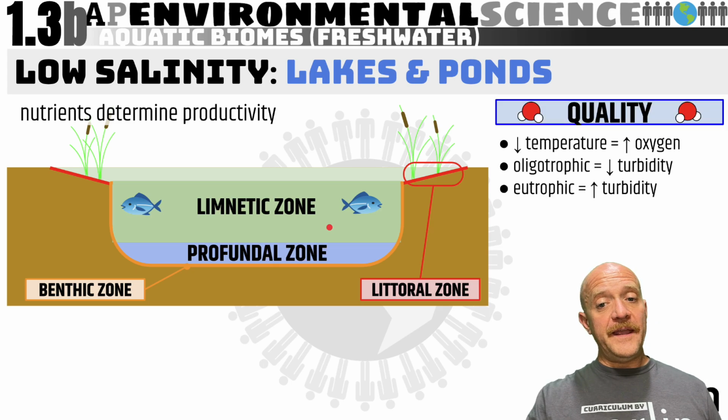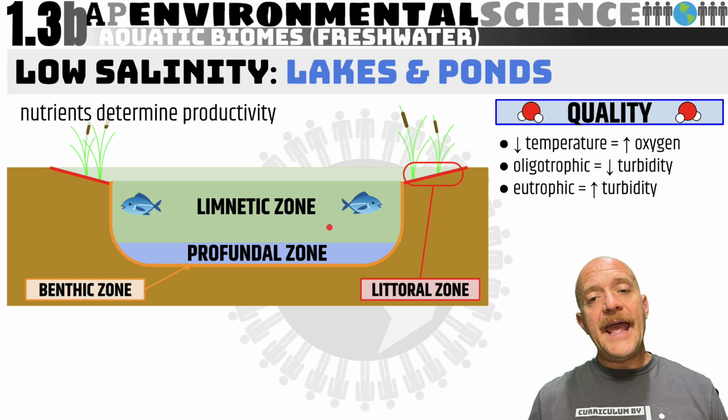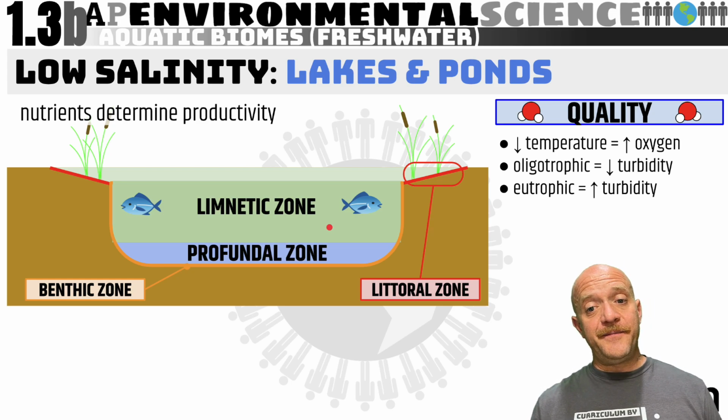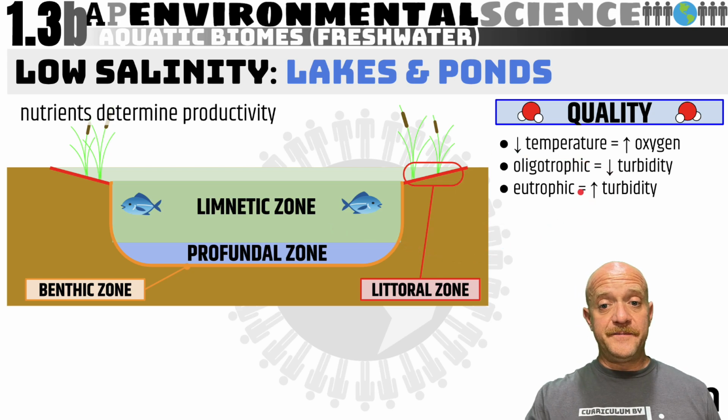Now, for water quality, the lower temperature means higher oxygen. So cold lakes will have more oxygen. An oligotrophic lake has very low levels of turbidity, and a eutrophic lake will have high levels of turbidity. We will be talking about eutrophication. That will be a term that you will see throughout this entire course.